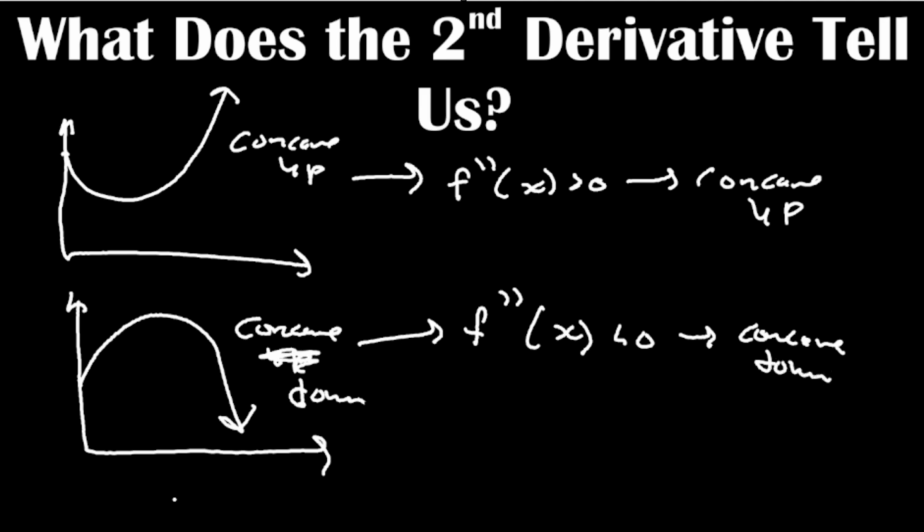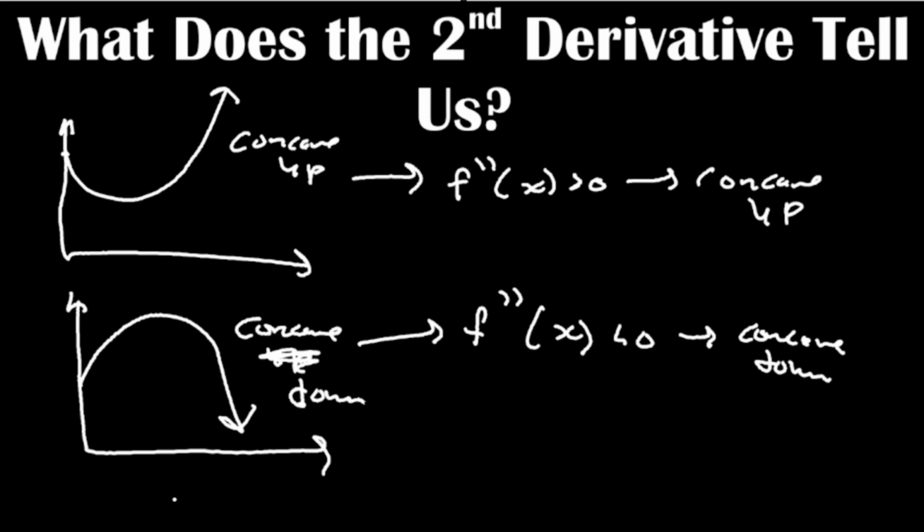So, to recap, basically the second derivative tells us how the function's rate of change is changing. But that's very similar to the idea of concavity, so we can connect these ideas and say, when f double prime is positive, the function is concave up. When f double prime is negative, the function is concave down.